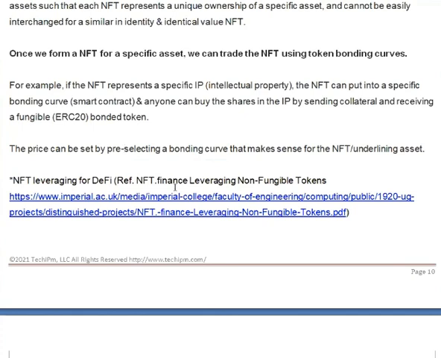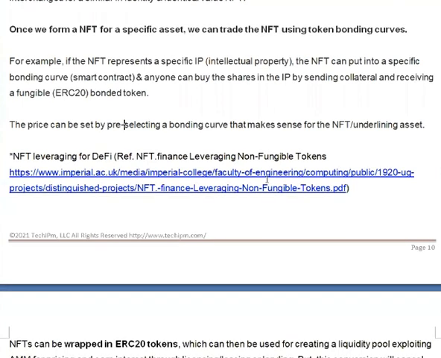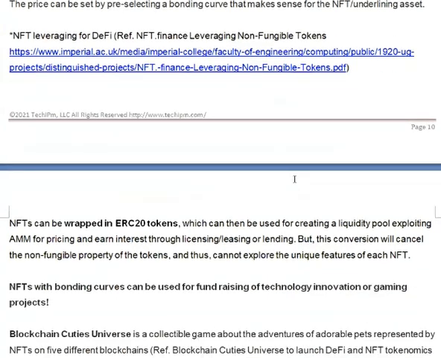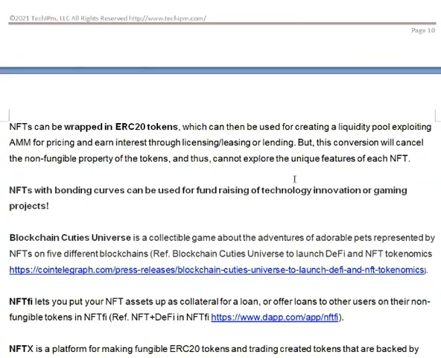And then here is some NFT finance. They provide a platform where you can put in your NFT, select a pre-selected bonding curve, and then place your NFT and trade it. So this project is already ongoing. The other way you can integrate DeFi with NFT is with wrapped ERC20 tokens.